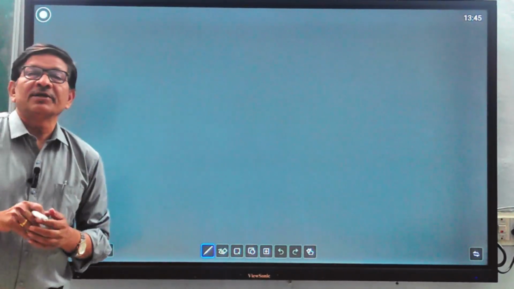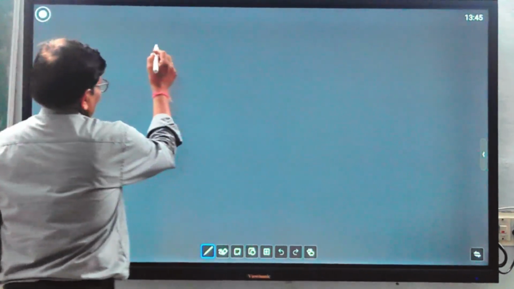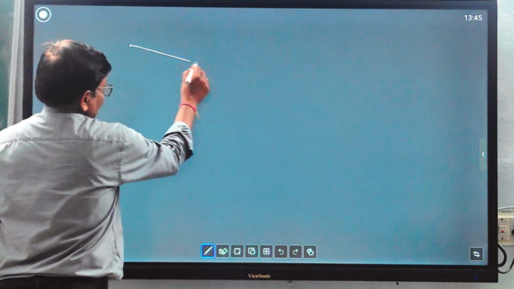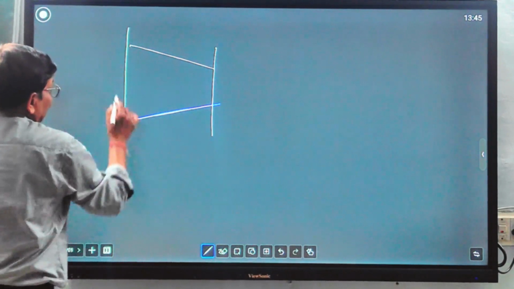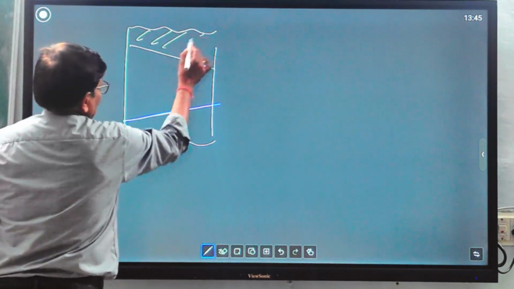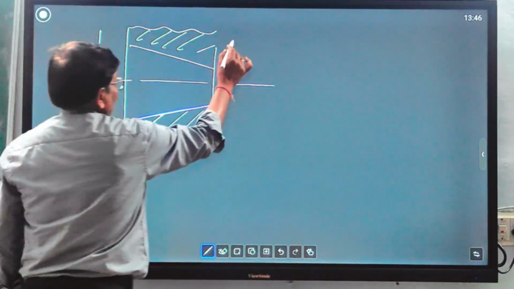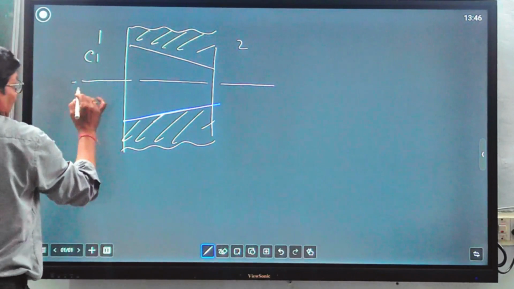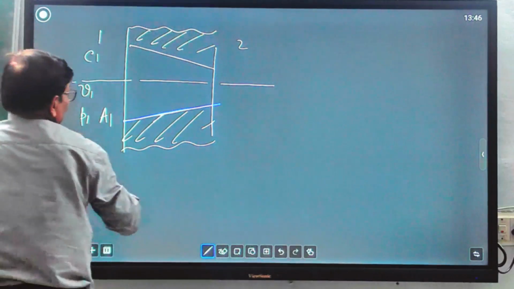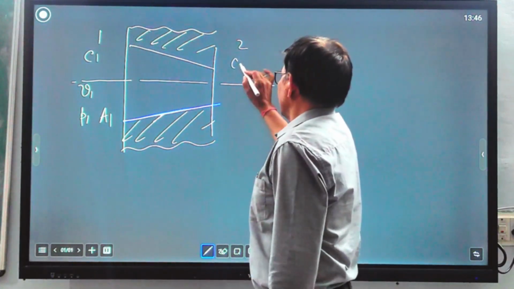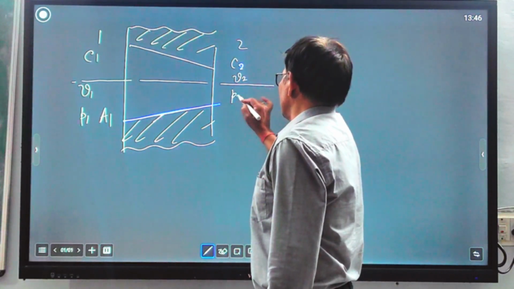What is the velocity coming out from the exit of the nozzle? Again we will draw the nozzle here, a simple converging-diverging nozzle, just to show the flow. This is inlet condition 1 and this is exit condition 2. At the inlet, velocity is C1, specific volume V1, pressure P1 and area A1. At the exit side, the corresponding values are C2, specific volume V2, pressure P2 and area A2.